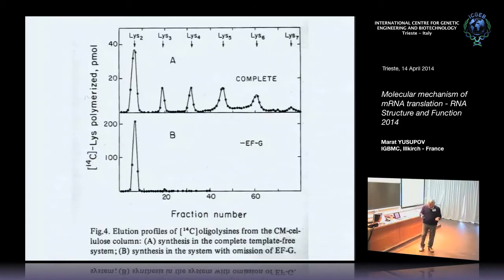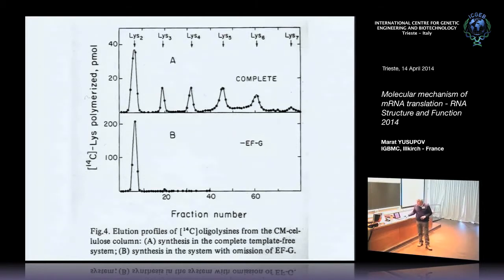Then they identified the product, and they showed that in the presence of all compounds, the product can be 2 lysines, 3, and up to 7 lysines in the mixture. So it means that it's a real production of the protein. And if you remove one of these factors, like elongation factor G, the protein synthesis stops at the dipeptide formation. Dipeptide formation is quite simple. It's just 2 tRNAs on the ribosome, both of them aminoacylated, and they can form a dipeptide.